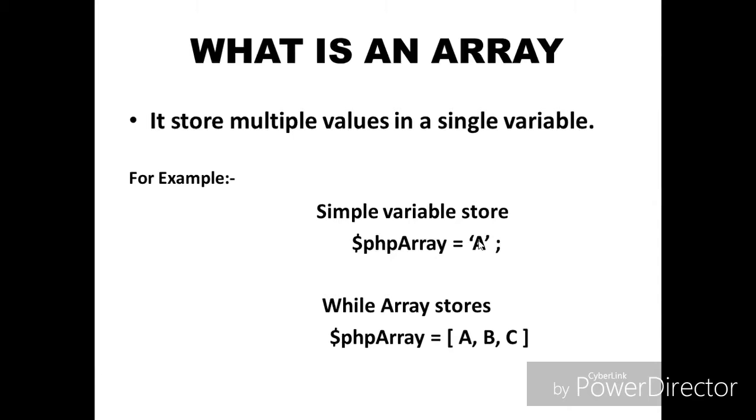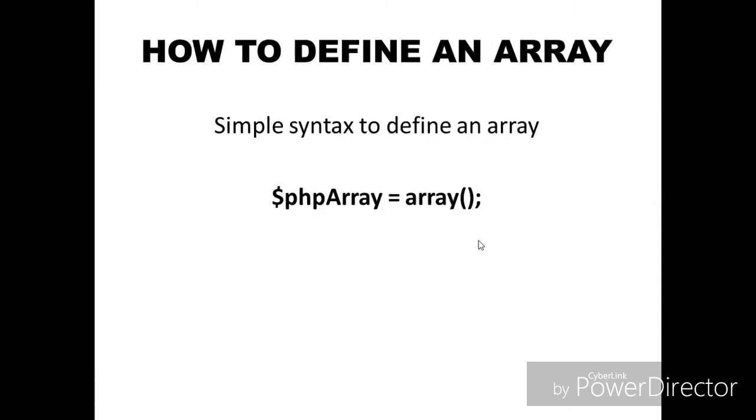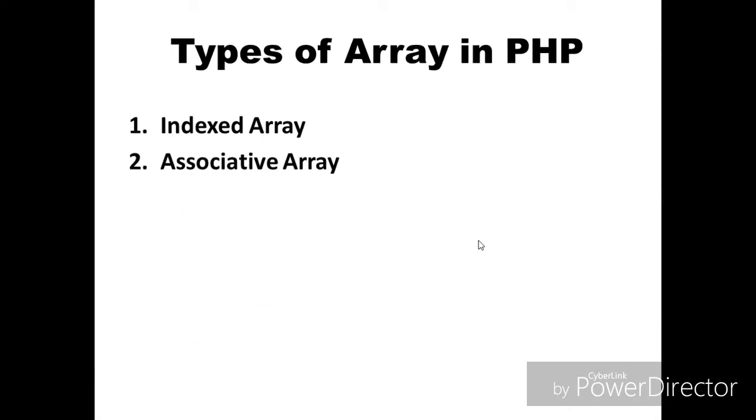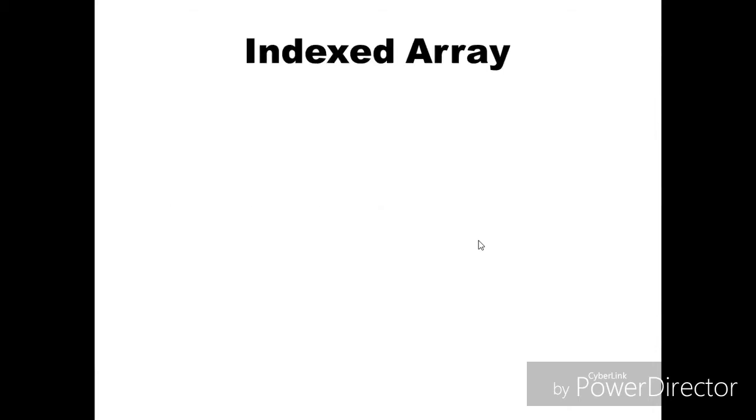So how can we define an array in PHP? This is the simple syntax to define an array in PHP. Now, there are three types of arrays in PHP. First is the indexed array, second is the associative array, and the third is the multidimensional array. In this video, we will cover the indexed array. So let's start.